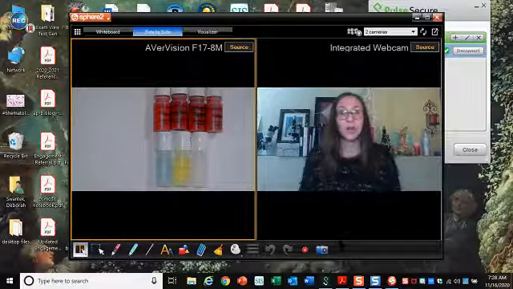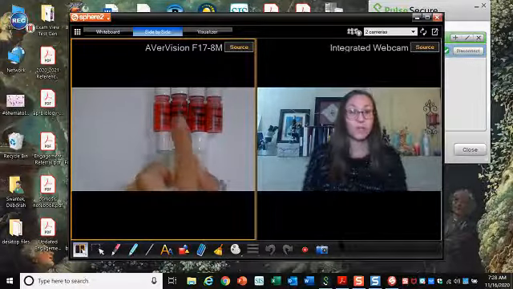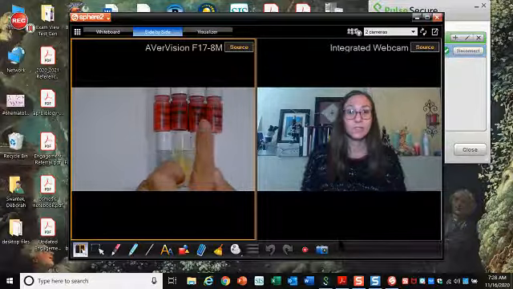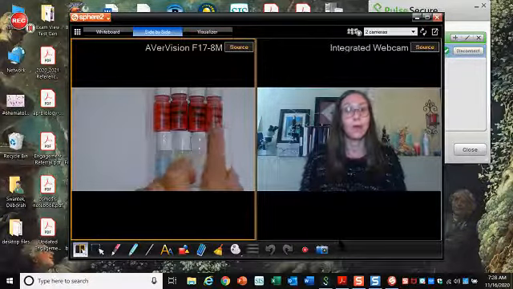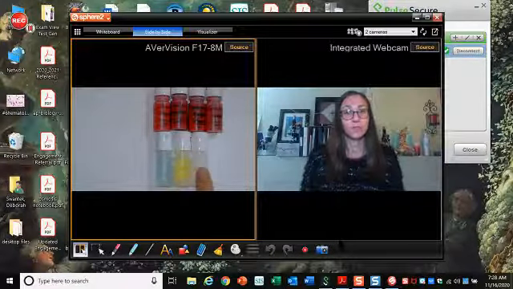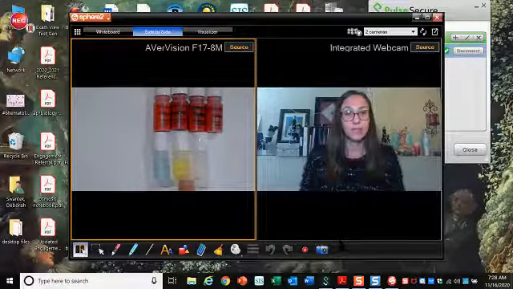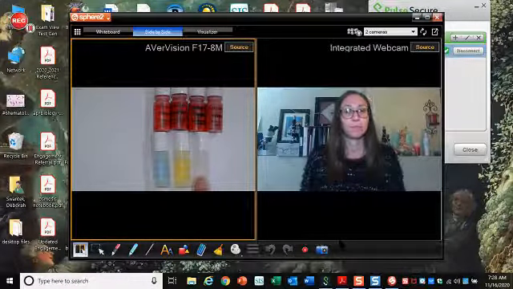I'm going to be showing you how to determine the blood type of an unknown blood sample. So what we have here are 4 unknown blood samples. This is synthetic blood, it's not real blood. And we have 3 different antibodies. This is the anti-A antibody, this is the anti-B antibody, and this is the anti-RH antibody.